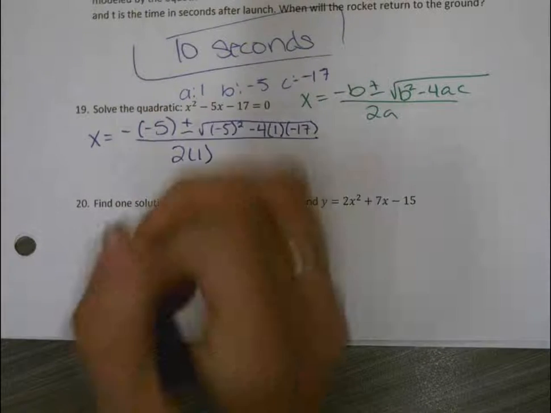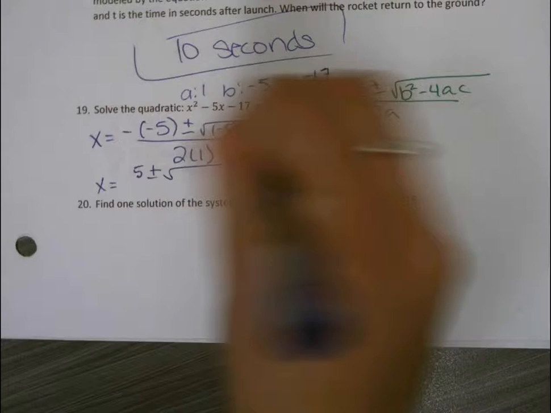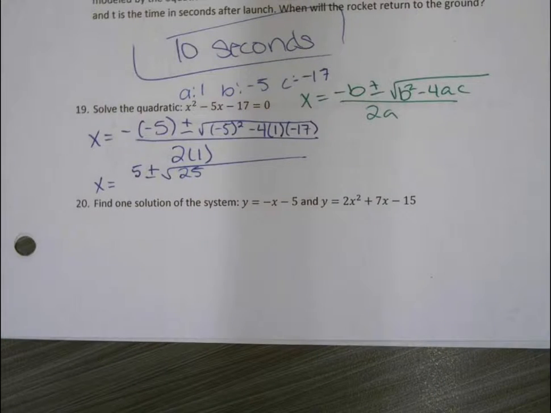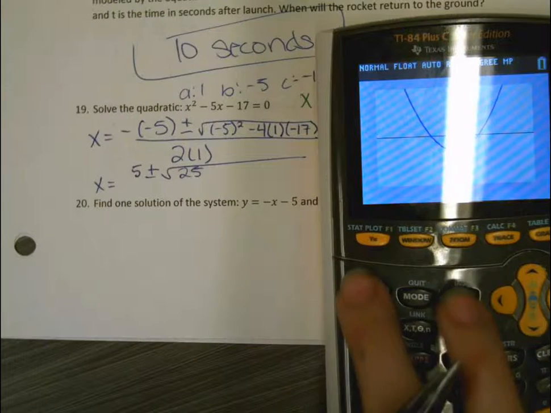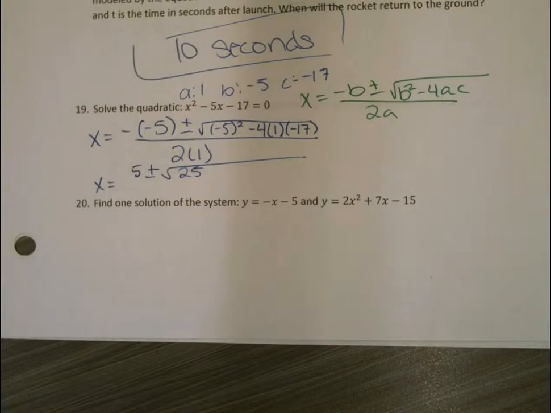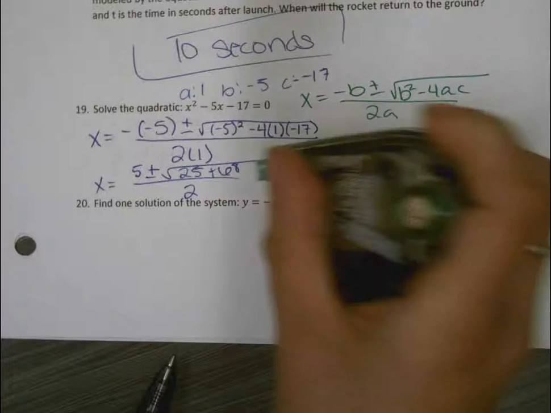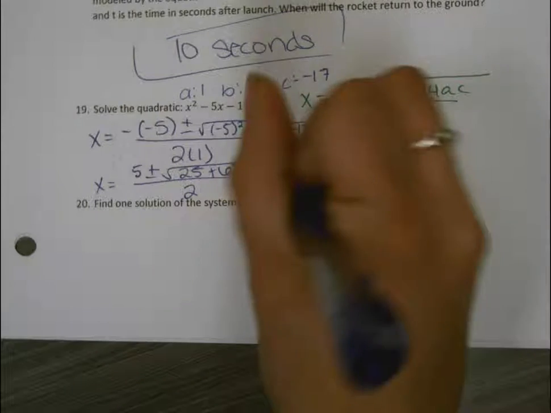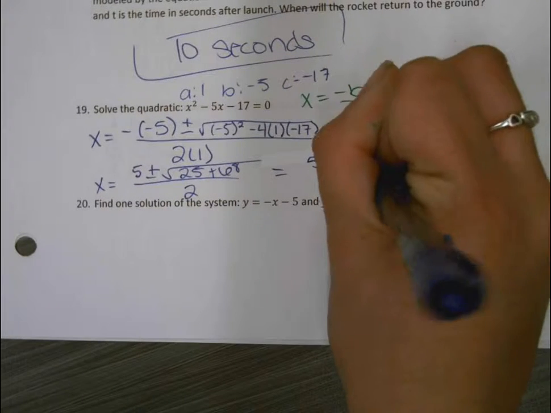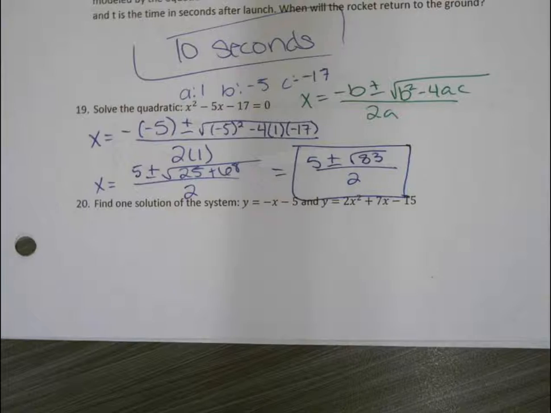And I'm going to start simplifying. So I get negative 5 turns into positive 5. Negative 5 squared is 25. Negative 4 times 1 is negative 4. Negative 4 times negative 17, I believe, is 68, but I'm not too sure. Let's go check on the calculator. 4 times 17 is 68. 2 times 1 is 2. Then I'm going to combine like terms under the radical. So then I have 5 plus or minus the square root of 83 over 2. 83 is prime, so I can't simplify it, it just stays this way.